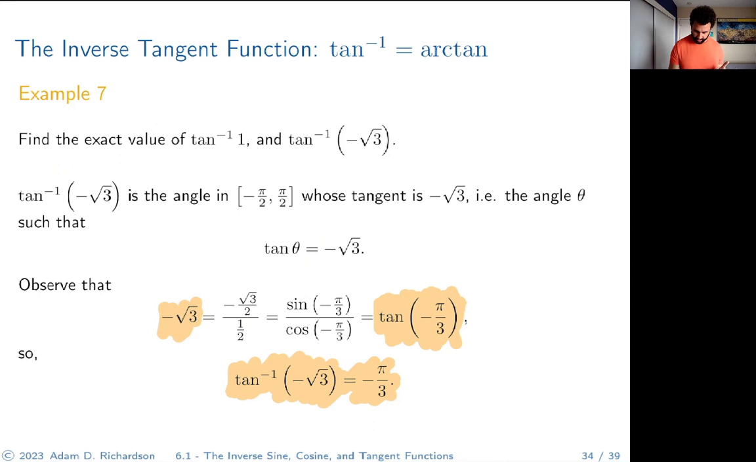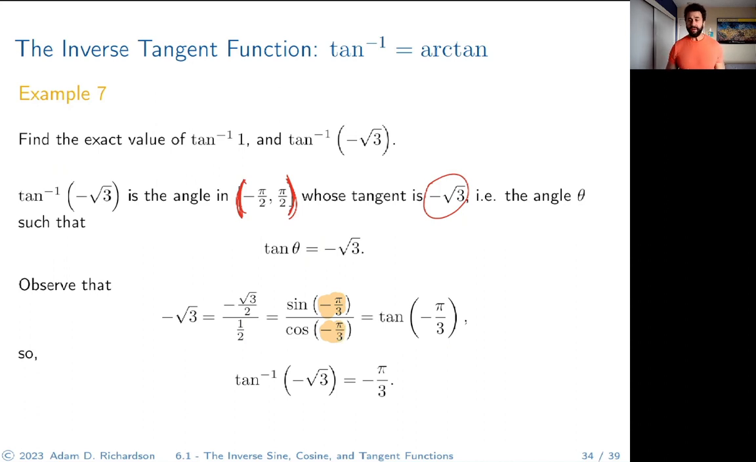There is one little subtle point I'll point out for this question, which is this. Remember the restricted domain. Oh, see, there's another one. I have to go through and fix these. I apologize. Those should be parentheses. We need an angle between negative pi over 2 and pi over 2 that has this tangent value. And that's actually why I had to choose negative pi over 3, right? Negative pi over 3.